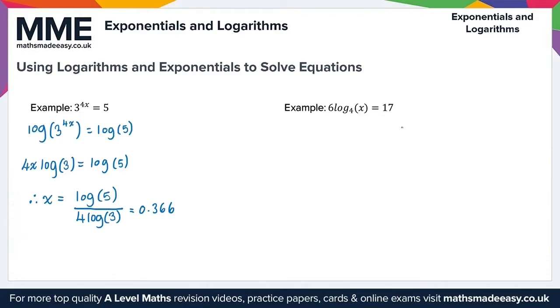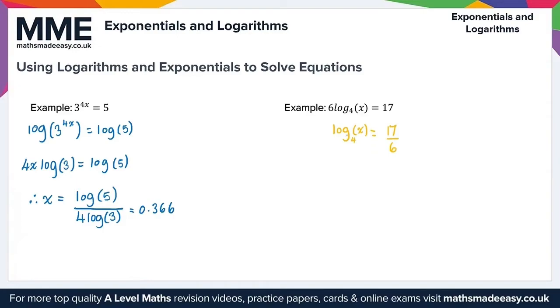And let's take a look at the second example here now, and again, let's do this in a different pen colour. So what we've got here is 6 log x base 4 is equal to 17. Well, the first thing we want to do here is get rid of this 6 at the front, okay? And to do that, we just do the opposite. So because we're timesing by 6 here, we just divide by 6. So in that case, we obtain log x base 4 is equal to 17 over 6, okay?